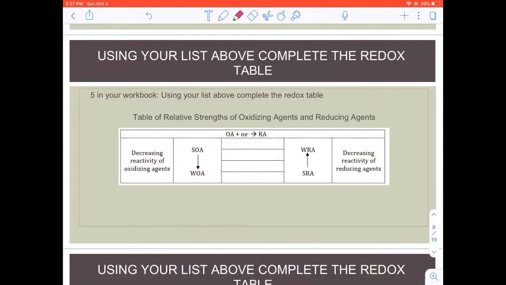So using the list that you guys just developed just above, I want you guys just to fill in this part of your next chart that's in your workbooks. So you're just writing each of the half reactions in here. So go ahead and do that, and then we'll go through the answers in just a sec.